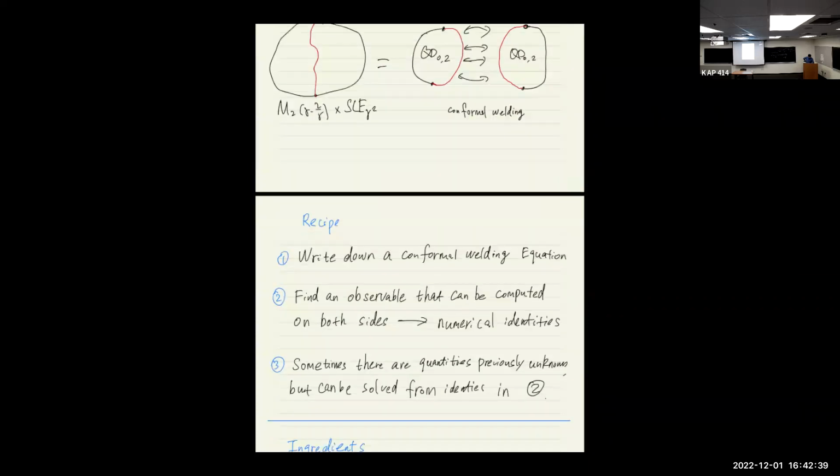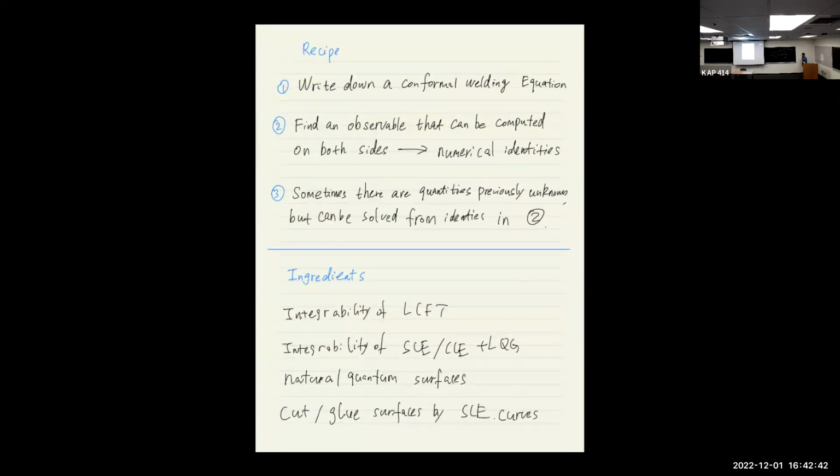And so this kind of quantum surface gluing and cutting provides a recipe to compute certain quantities. So the general recipe is that we write down a certain conformal welding equation, and then we find an observable that we can compute from both sides. And in some cases, you are very lucky. So within this equation, you can find some quantity which is not previously known. And then you can use the equation to solve for that quantity, and you can write a paper about it.